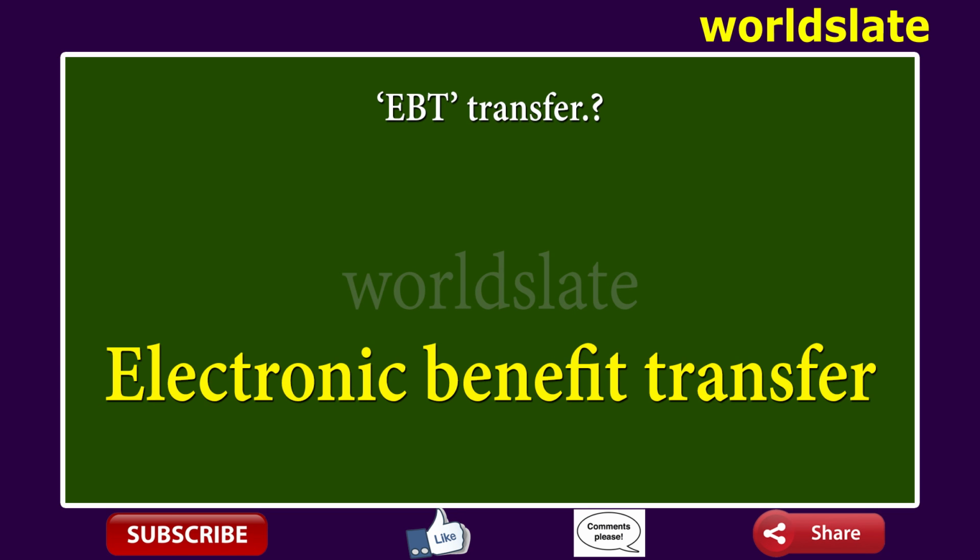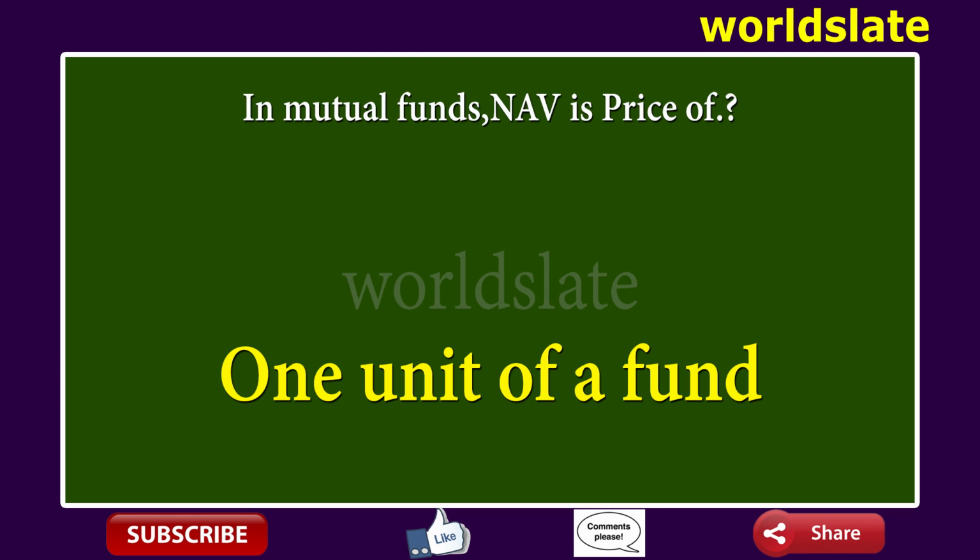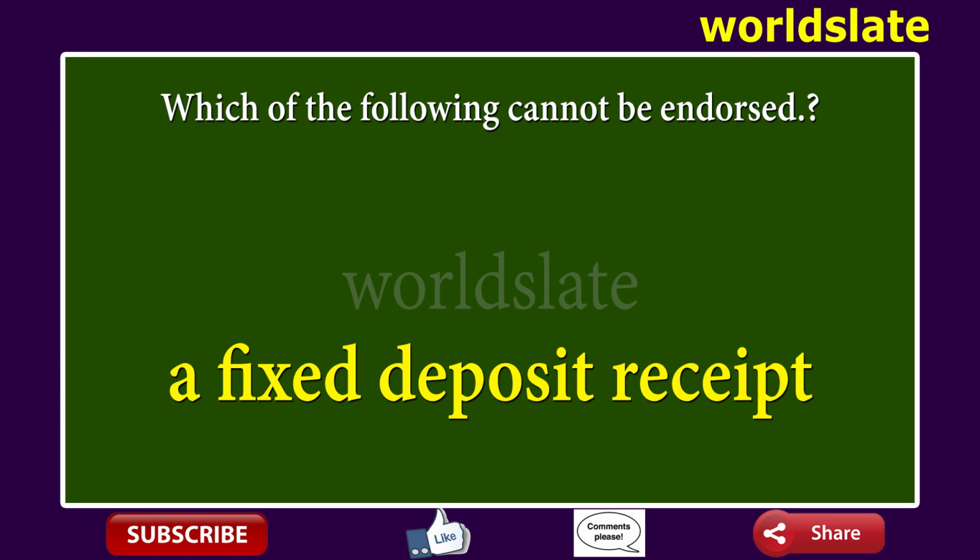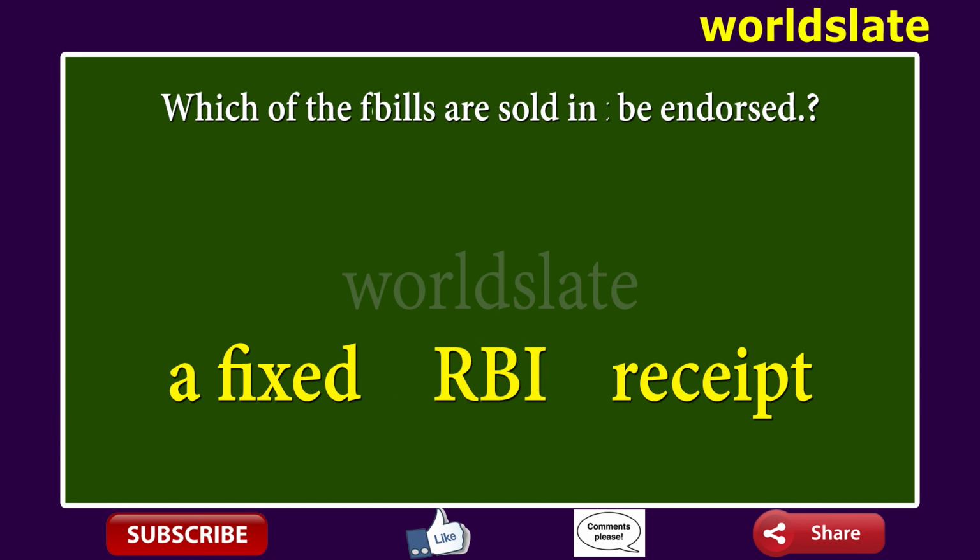Question: EBT stands for? Answer: Electronic benefit transfer. Question: In mutual funds, NAV is the price of? Answer: One unit of a fund. Question: Which of the following cannot be endorsed? Answer: A fixed deposit receipt.